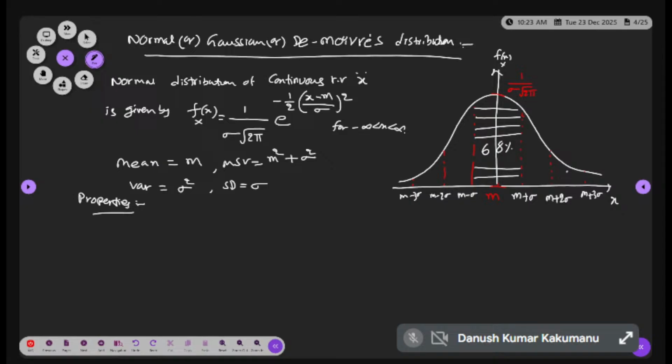M minus sigma, M plus sigma, M minus 2 sigma, M plus 2 sigma. Properties of normal distribution. First one, area under the normal distribution is equal to 1.